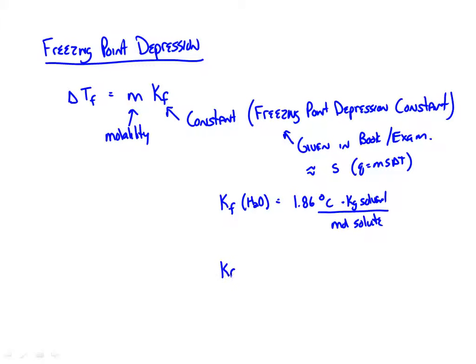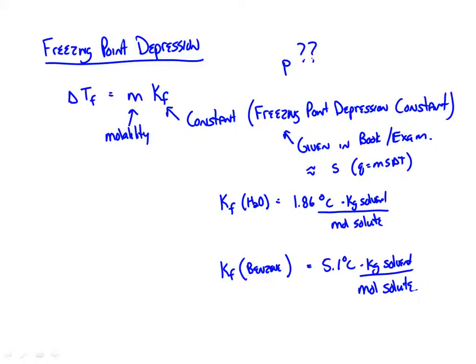Now if we compare that, for instance, Kf of a compound called benzene is equal to 5.1 degrees Celsius per kilogram of solvent over moles of solute. Yes, so it has the opposite units of molality because the units have to cancel out. We'll show an example here in a second.